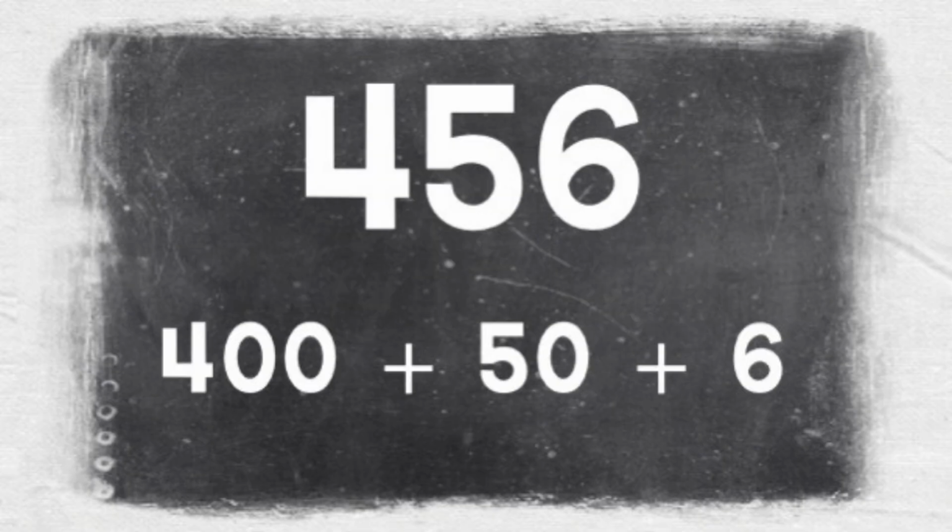We could take a number like 456 and show that the value of the 4 is 400, plus the value of the 5, which is 50, plus 6 equals our number 456 in expanded form. Today we're going to take what we already know about writing whole numbers in expanded form as we write decimal numbers in expanded form.